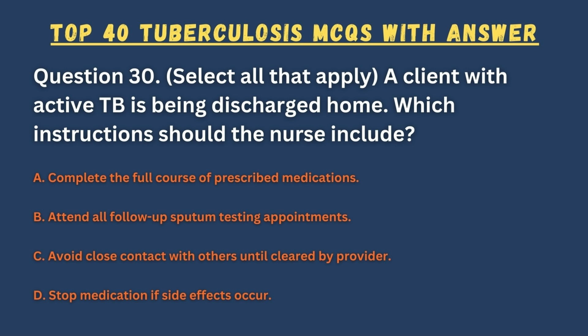Question 30. Select all that apply. A client with active TB is being discharged home. Which instructions should the nurse include? A. Complete the full course of prescribed medications. B. Attend all follow-up sputum testing appointments. C. Avoid close contact with others until cleared by provider. D. Stop medication if side effects occur.